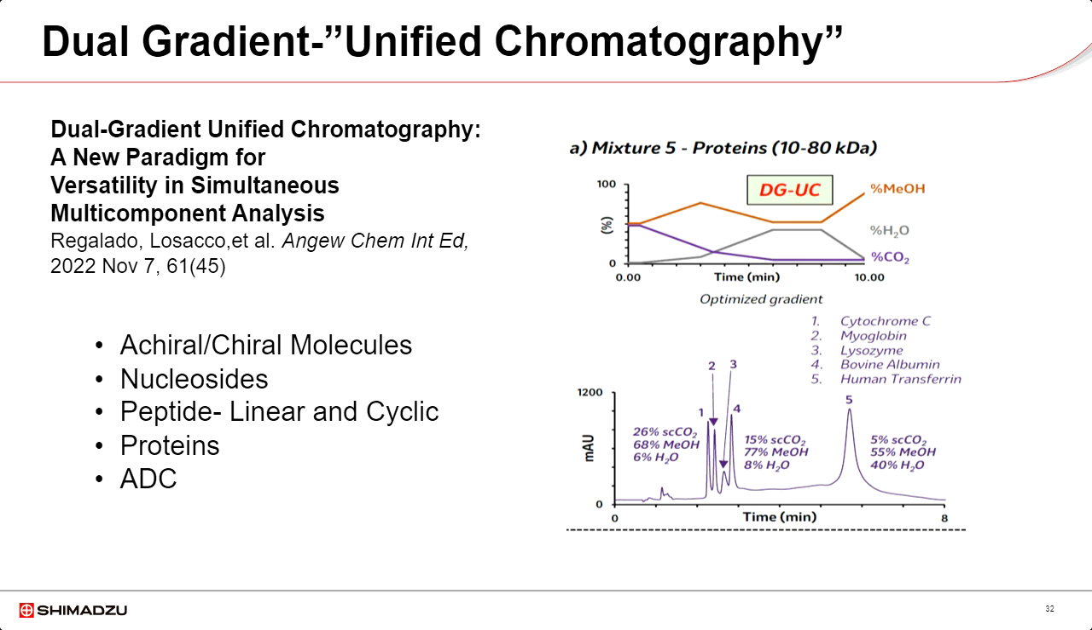I think these are some of the first examples of these, especially when you look at things like cytochrome C, bovine albumin, and human transferrin. Nobody would have ever really thought that these were compounds that could be done by SFC, and they are currently being looked at.